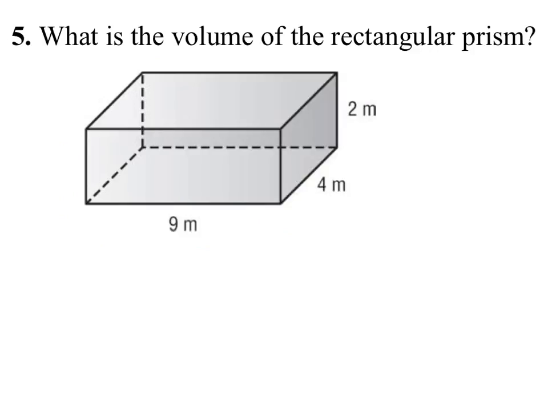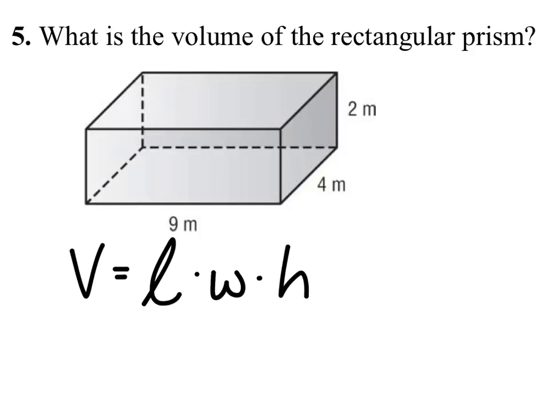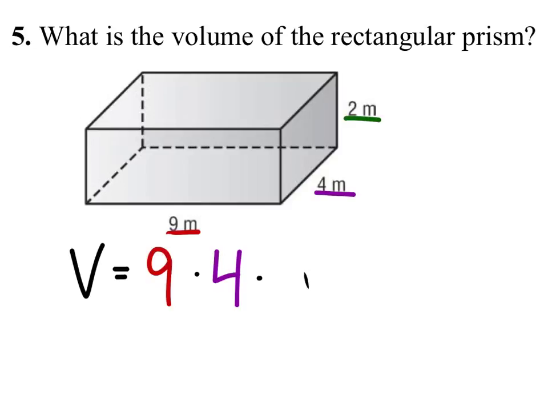Number 5. What is the volume of this rectangular prism? Since this one is just simply a rectangular prism, all we're going to do is take the length, multiply it by the width, and multiply that by the height. Now this is volume, so it'll be units cubed. But let's identify, I'm going to say that the length is 9. So I'll replace my length with 9. Next up, I'm going to say that the 4 is the width. So I'm going to replace the width with 4. And then I've got a height here, which I'm going to say is 2. And I'm going to replace my height with 2.